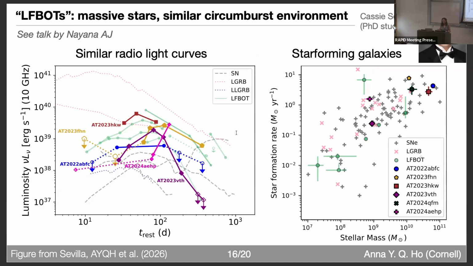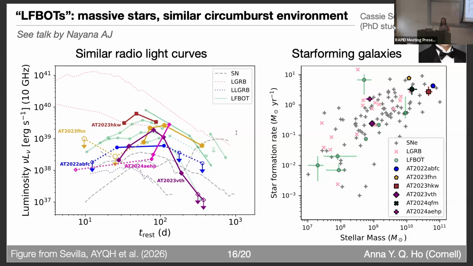For each of these, we identify them optically, but we then follow up with the VLA. We have a longstanding VLA program. And what's remarkable is that the vast majority of the time, you end up measuring a radio light curve that is extremely similar. The plot on the left shows a collage of radio light curves. The gray dashed lines near the bottom are known stripped envelope supernovae, where the radio emission is luminous because of CSM interaction. And on the top, you have dotted lines from gamma ray burst afterglows. And then everything else are these transients similar to AT2018cow, which are sometimes called LFBOTs.